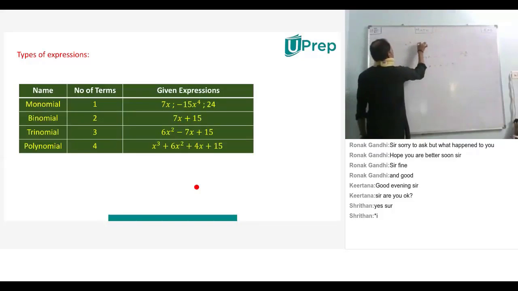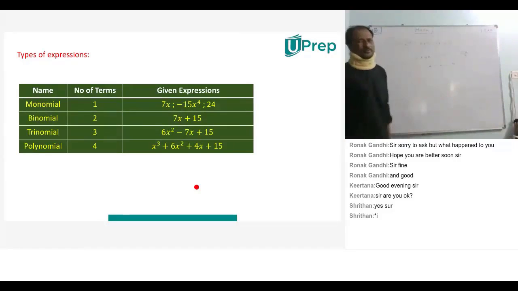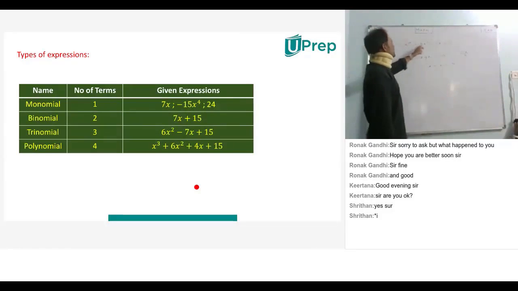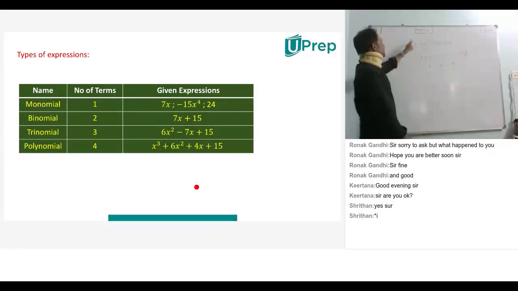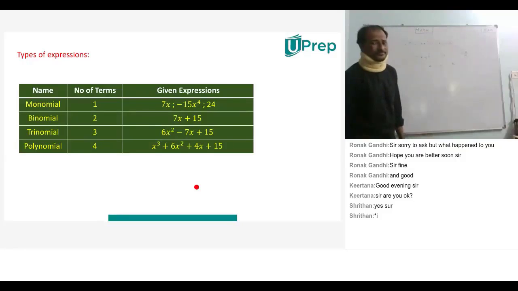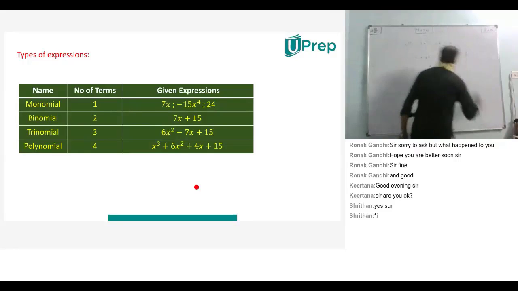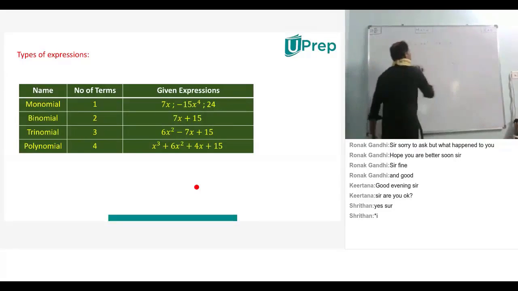x cube plus 3x square minus 5x plus 3. It is a polynomial because the variable is x and the powers of x are non-negative integers. Yes or no? Yes, so it is a polynomial. Next, I will write one more example of a polynomial.